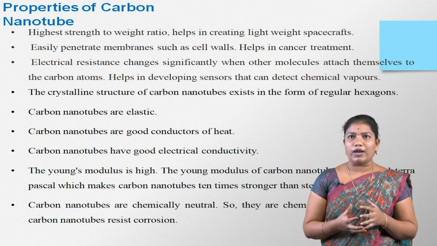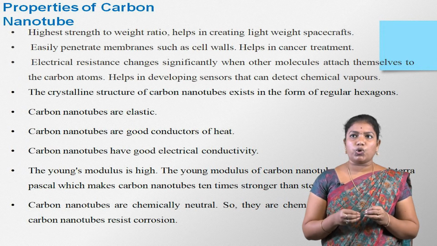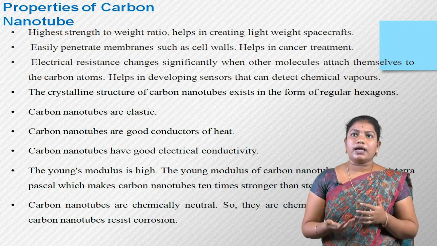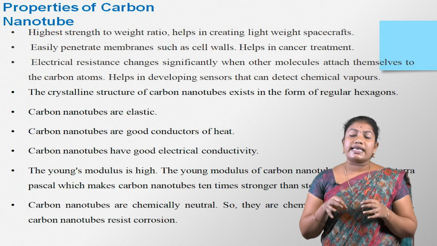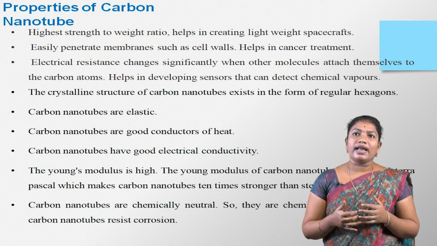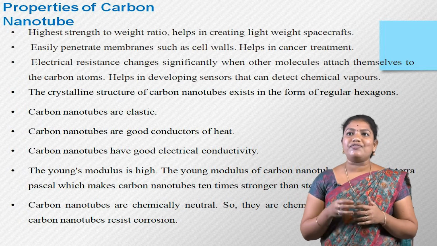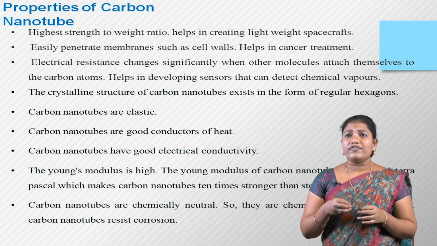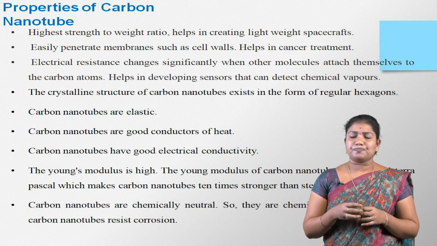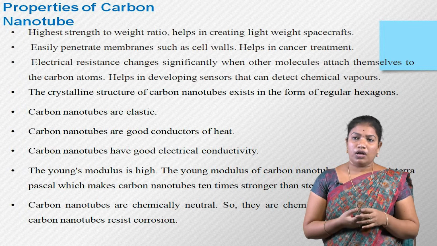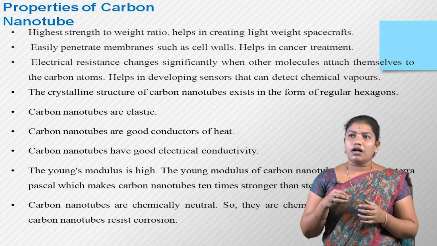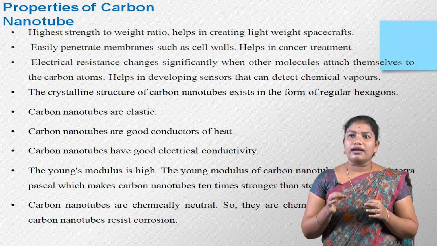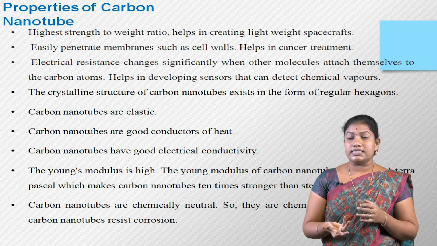The next, properties of carbon nanotubes. The highest strength to weight ratio helps in creating lightweight spacecraft. The second one is that they easily penetrate membranes such as cell walls, which helps in cancer treatment. The third one, electrical resistance changes significantly when other molecules attach themselves to the carbon atoms, which helps in developing sensors that can detect chemical vapors. The crystalline structure of the carbon nanotube exists in the form of regular hexagons. Carbon nanotubes are elastic, good conductors of heat, and also have good electrical conductivity.